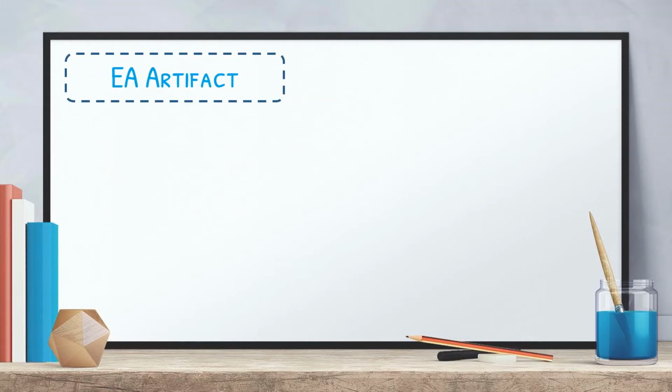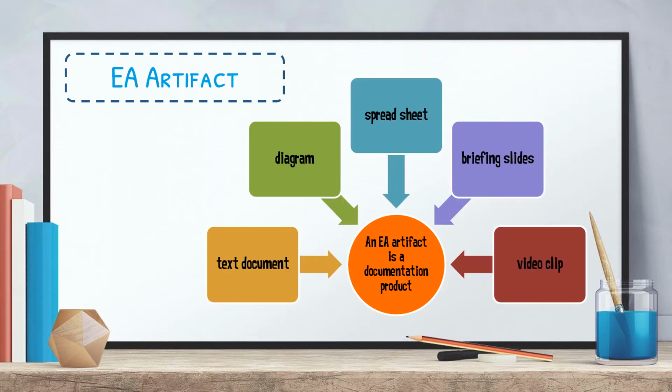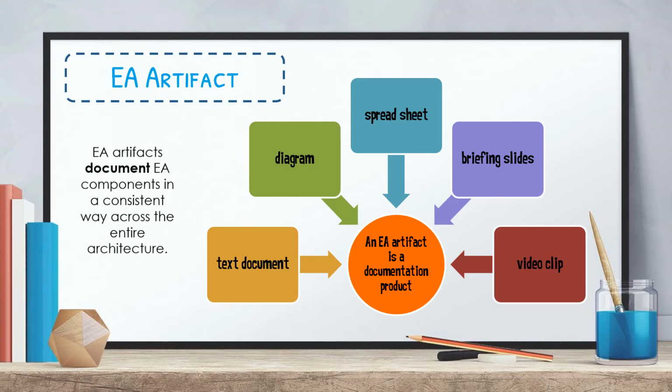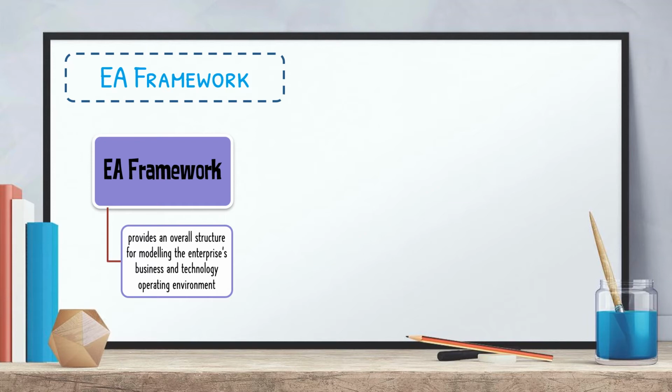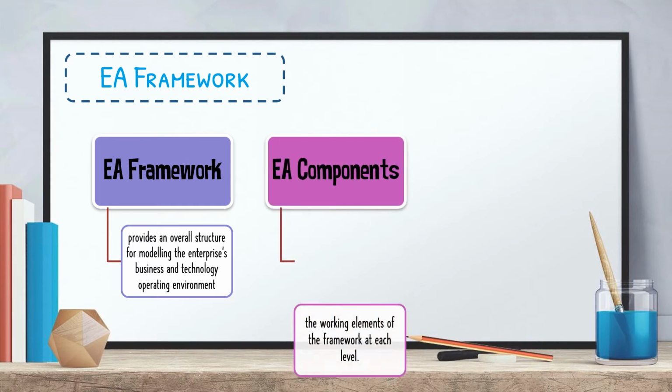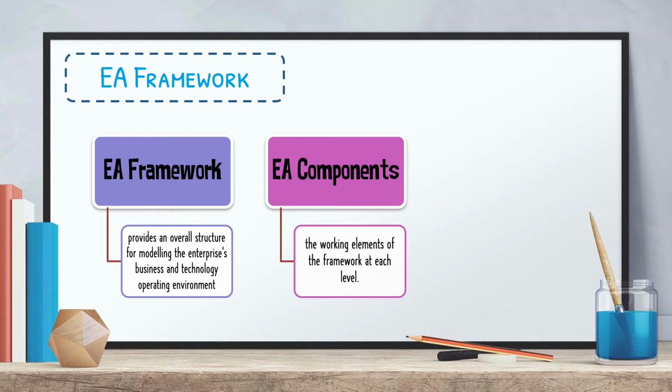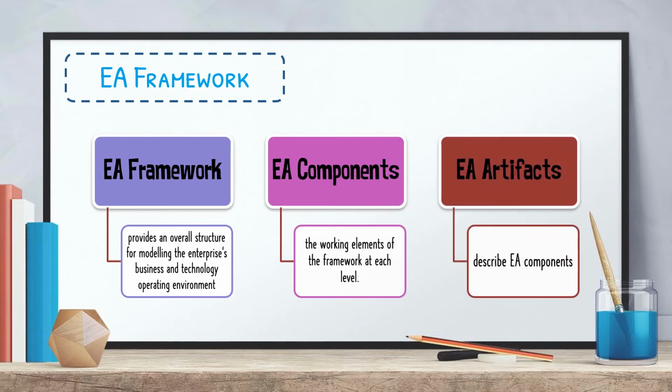So an EA artifact is a documentation product such as a text document, diagram, spreadsheet, briefing slides, or video clip. So EA artifacts document EA components in a consistent way across the entire architecture. The EA framework provides an overall structure for modeling the enterprise's business and technology operating environment. EA components are the working elements of the framework at each level, while EA artifacts describe the EA components.